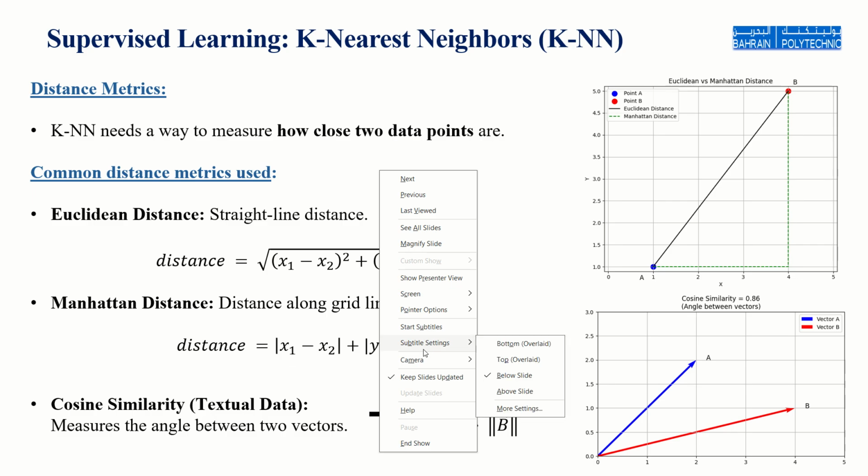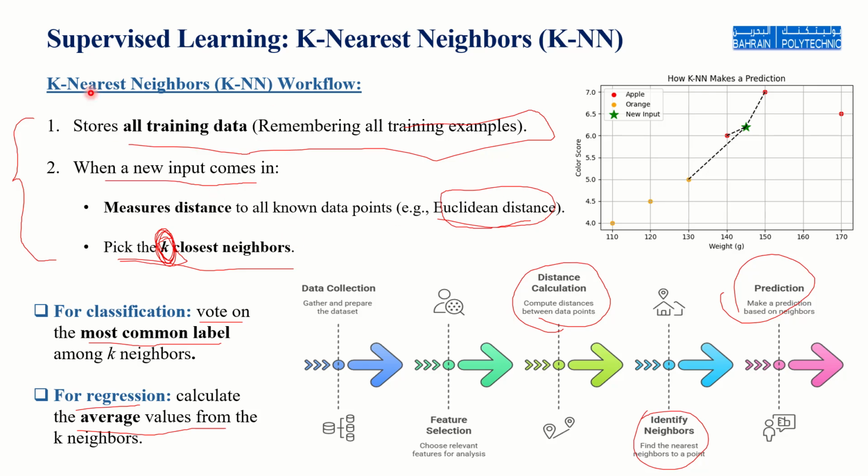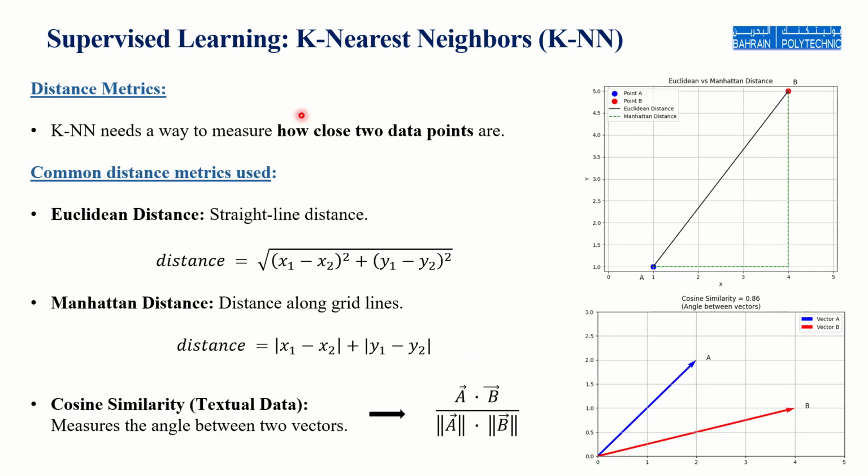Okay, so now coming back to what all are the distance measures. We were talking about our algorithm, right? In this algorithm, you are considering all the training data, and when a new input comes, you have to measure the distance. Here they are saying, for example, Euclidean distance. So what are the distance measures? How can you find out the distance between two data points? That is what we are going to see.